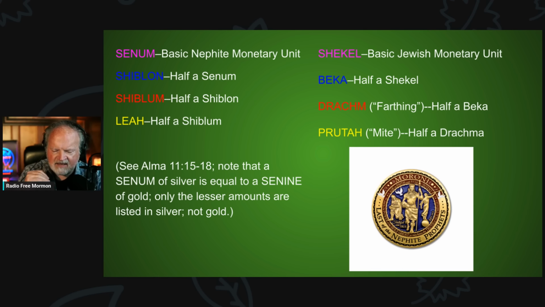And I said, see Alma 11:15 through 18. Note that a senum of silver is equal to a senine of gold. Only the lesser amounts are listed in silver, not gold. Okay. Very good. Now, I hope that's clear as mud.